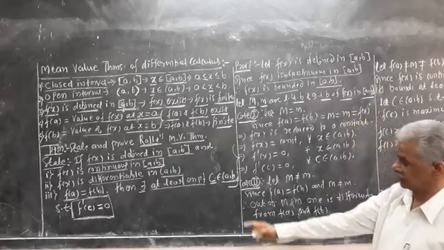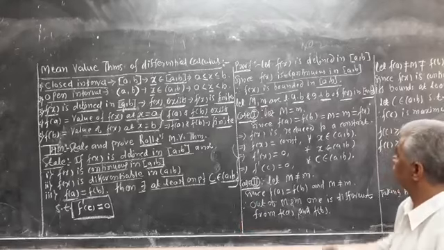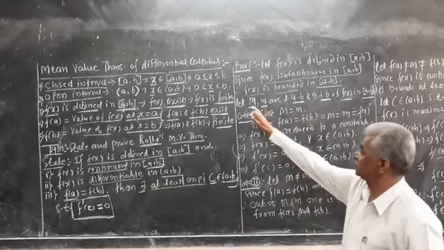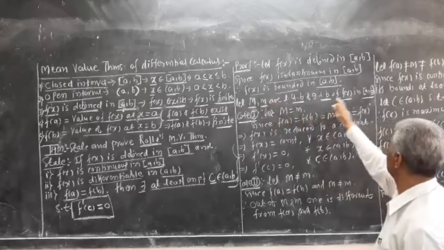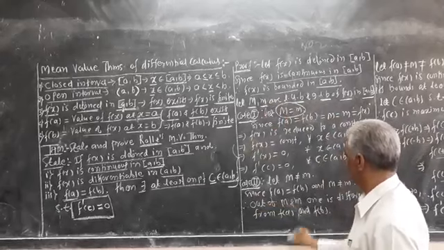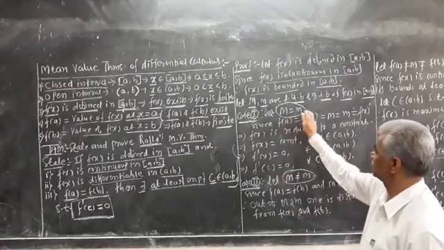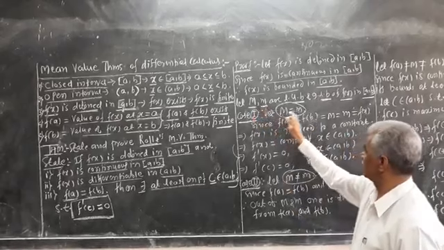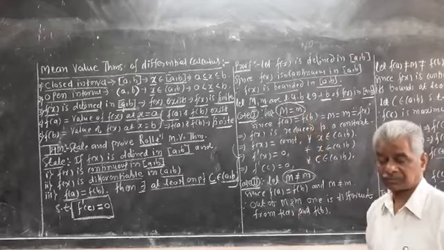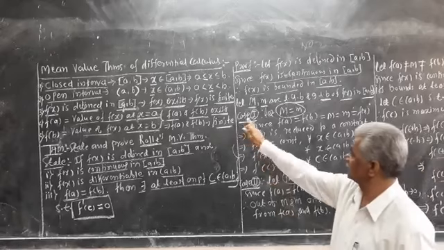Then, to prove the result f dash c is equal to 0, here there are two cases. Since capital M and small m are the bounds, there are two possibilities: both the bounds may be equal, or both the bounds may not be equal. First we shall consider both bounds equal, capital M is equal to small m, as case 1.